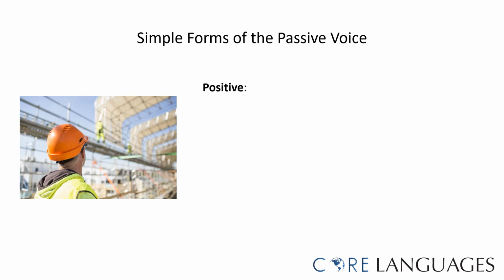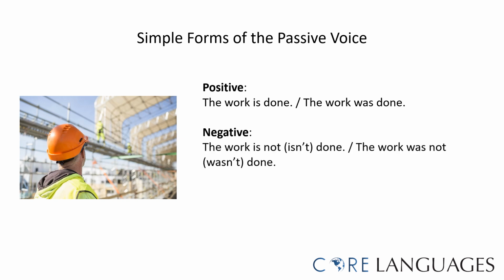For example, the work is done, or the work was done. We can also use the passive voice to form a negative sentence. For example, the work is not done, or the work isn't done, or the work was not done, or the work wasn't done.